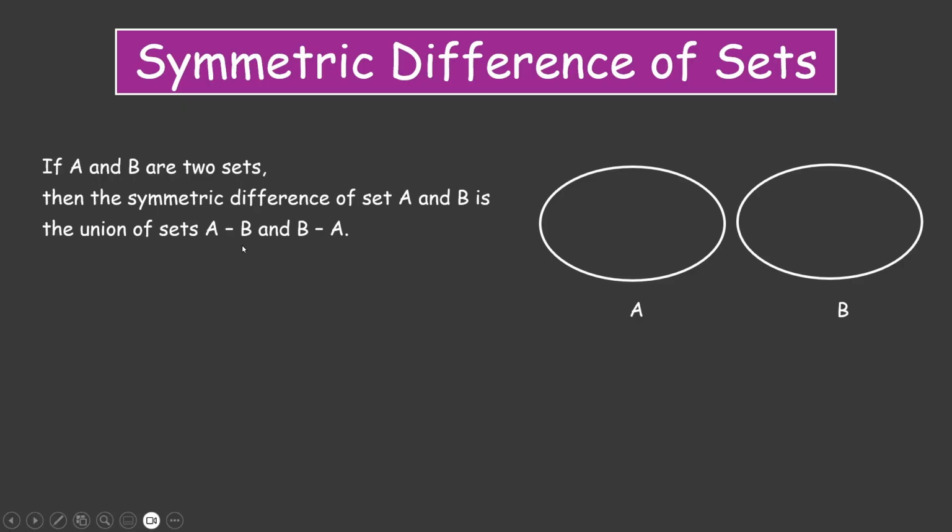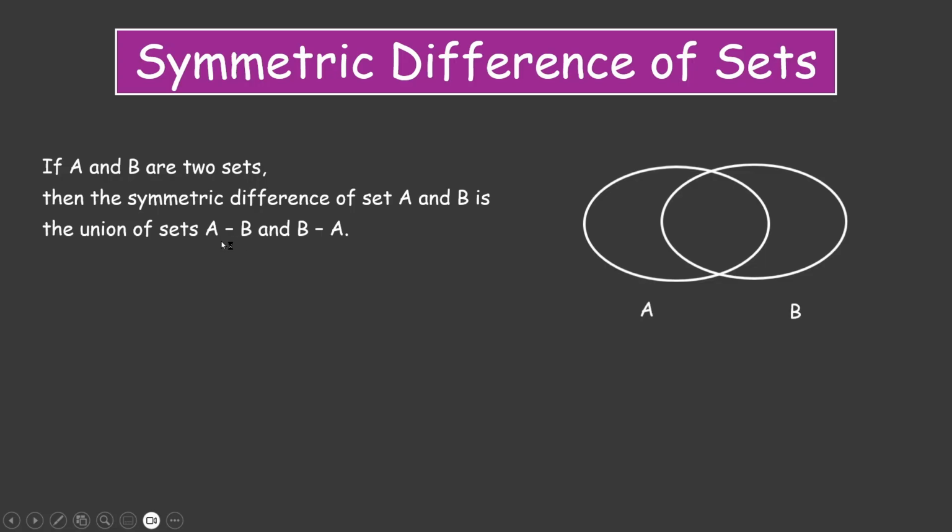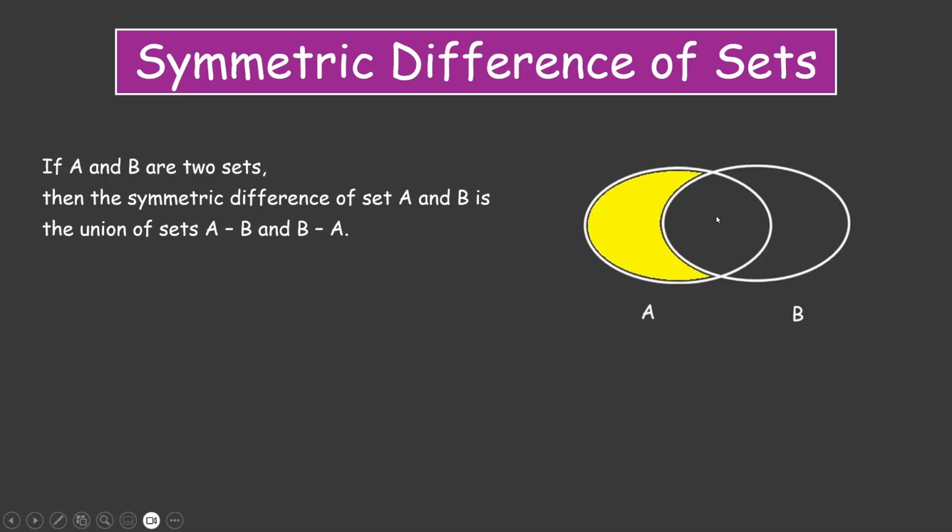Now, A minus B is actually the difference of sets A and B, and B minus A is the difference of sets B and A. So, when we say A minus B, we are referring to the elements which are in A but not in B. That is this part. And when we say B minus A, we mean the elements which are in B but not in A.